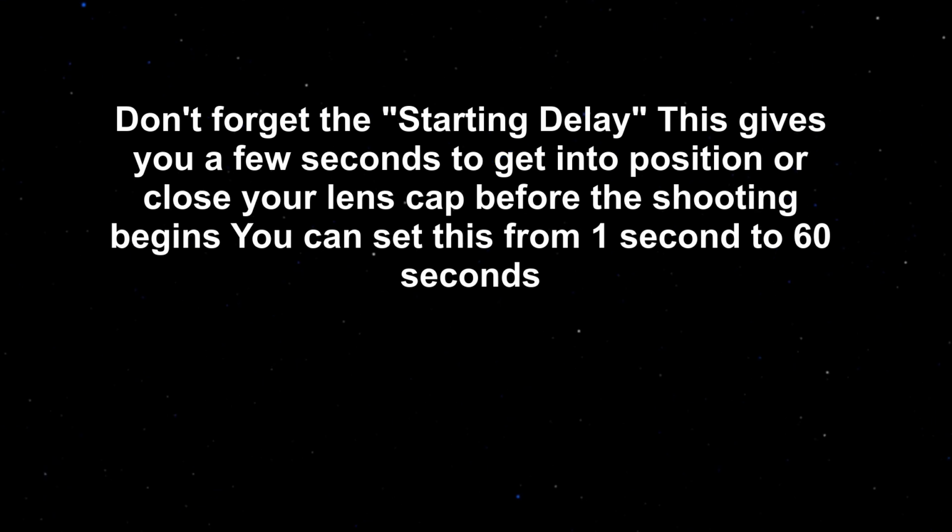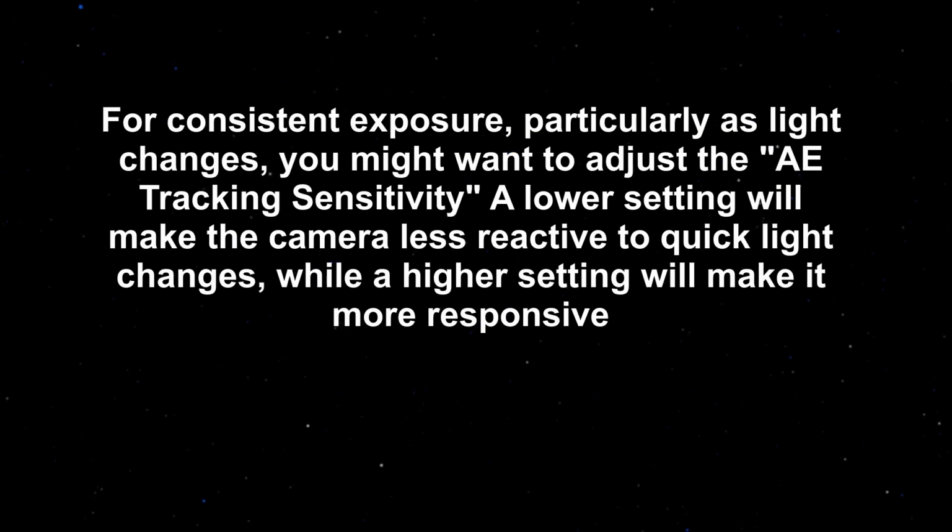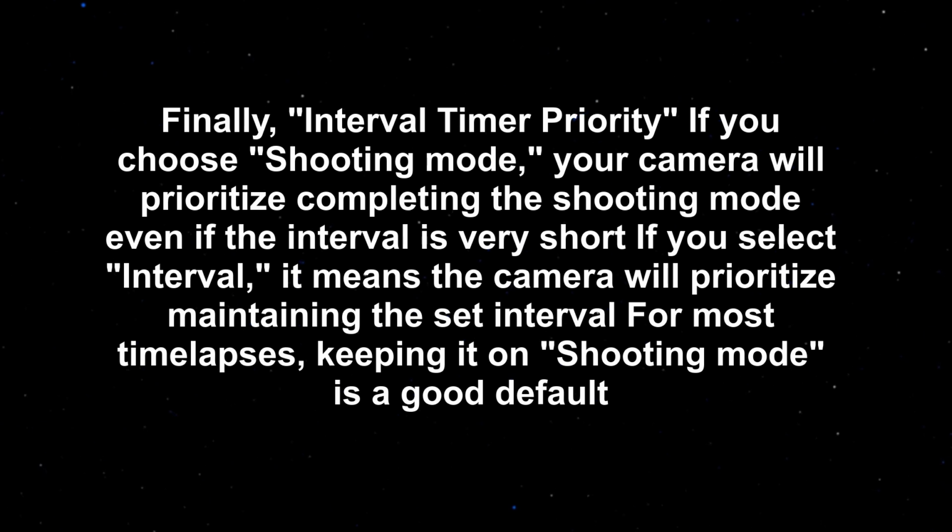Don't forget the starting delay. This gives you a few seconds to get into position or close your lens cap before the shooting begins. You can set this from 1 second to 60 seconds. For consistent exposure, particularly as light changes, you might want to adjust the tracking sensitivity. A lower setting will make the camera less reactive to quick light changes, while a higher setting will make it more responsive.